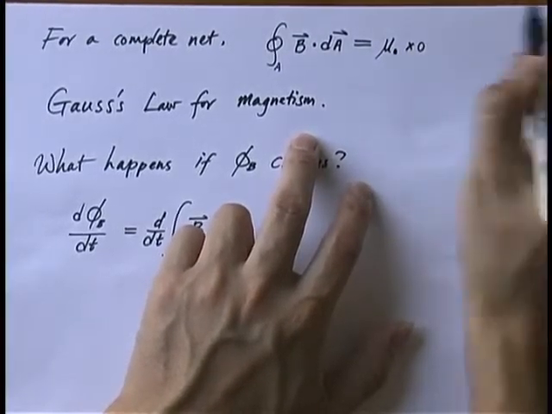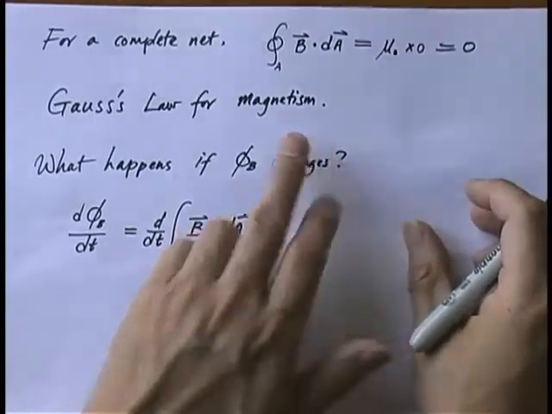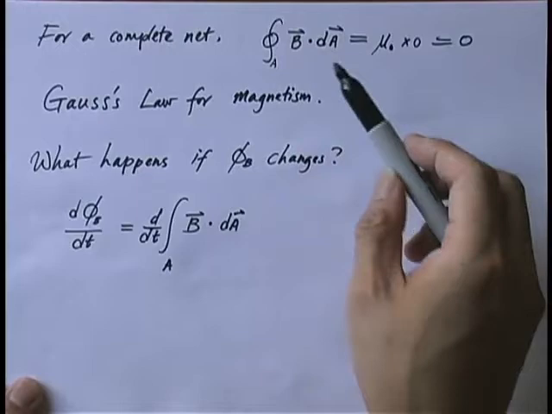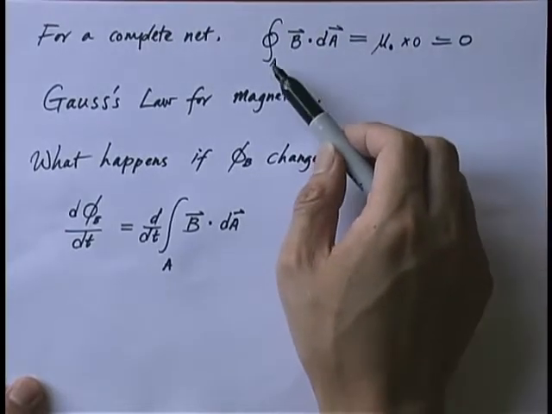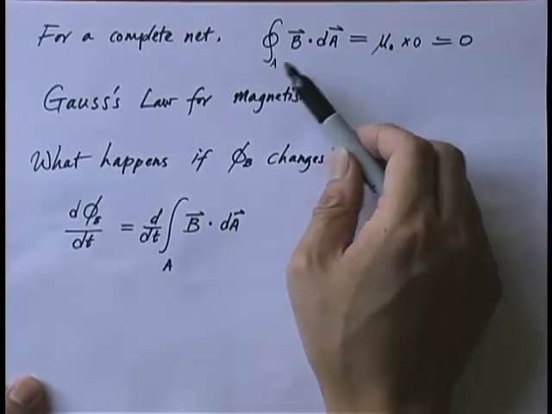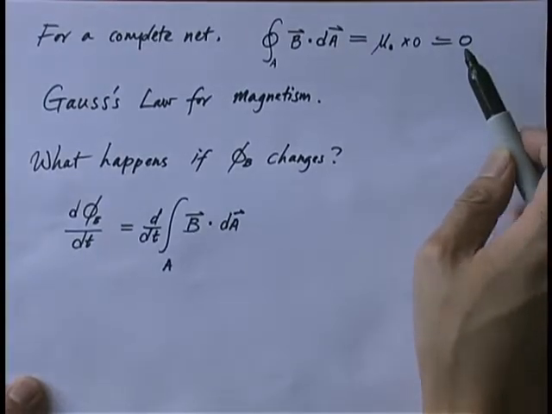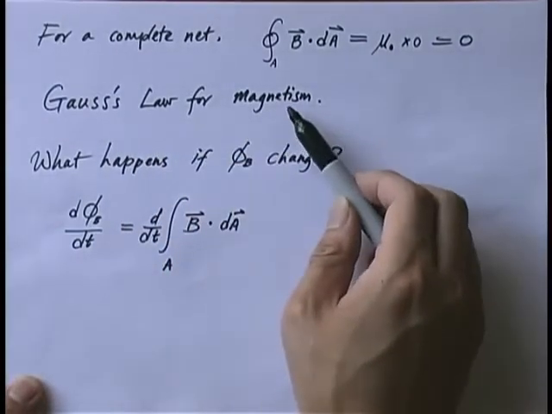Okay, there is no magnetic monopole, and so you get 0. So if you try to find a magnetic flux through a self-enclosed Gaussian surface of any shape and size, you're always going to get zero. Okay, this is the so-called Gauss's law for magnetism.